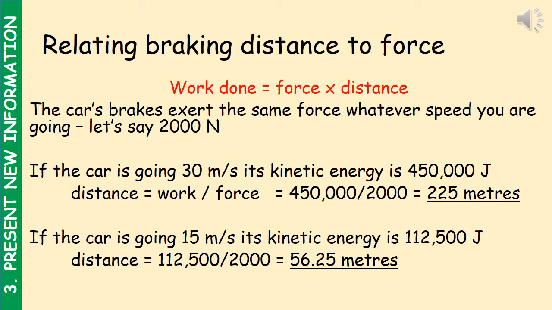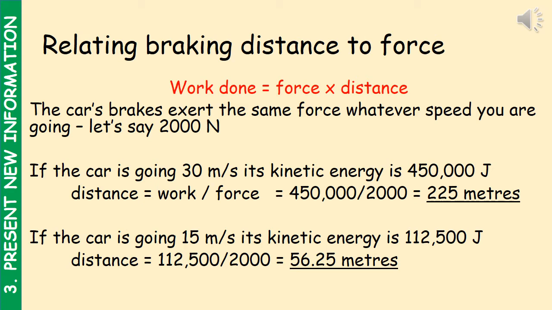If our car is going at 30 meters a second, we know its kinetic energy is 450,000 joules. We rearrange the equation to distance equals work divided by force, 450,000 divided by 2,000, giving us a distance, and that's our stopping distance, of 225 meters.